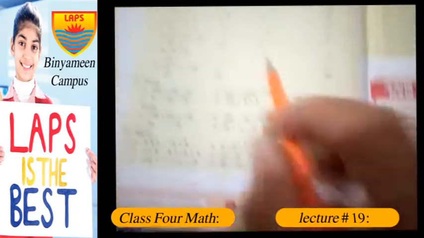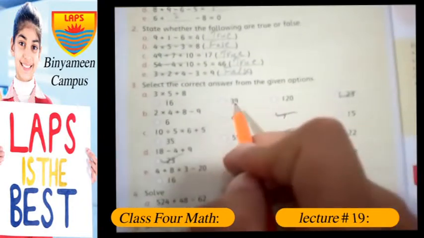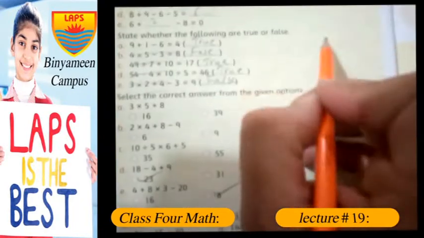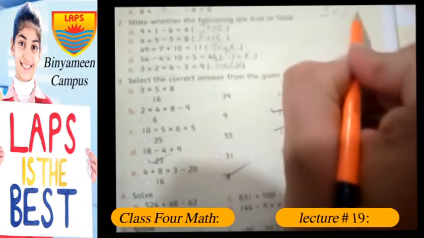Open your books to page number 18. We have some MCQs here. I will be solving the first one here, first equation here. The first one says 3 multiply 5 plus 8.